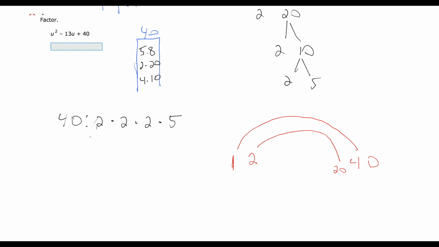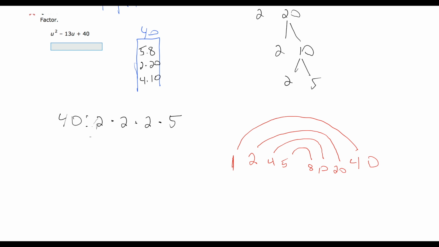All right. Can 3 go into 40? No. Can 4 go into 40? Yes. How can 4 go into 40? Multiply by 10. All right, 4 and 10. Can 5 go into 40? Yes. By 8. 5 and 8. Can 6 go into 40? No. Can 7 go into 40? No. You see how we're back to 8? Yeah. We're done. That's all of them.